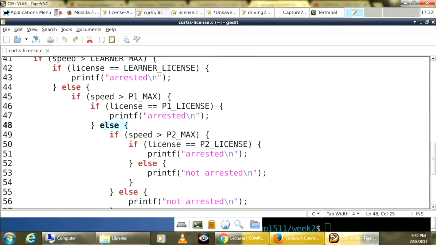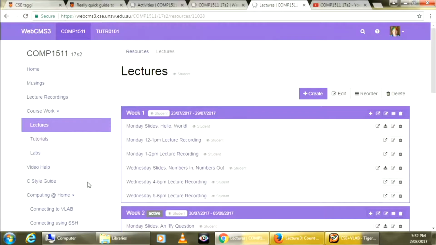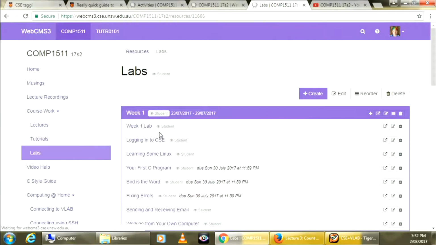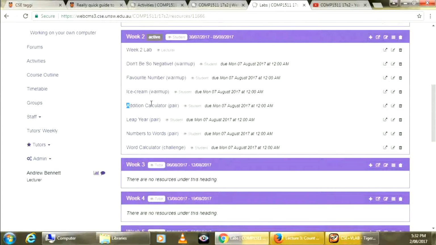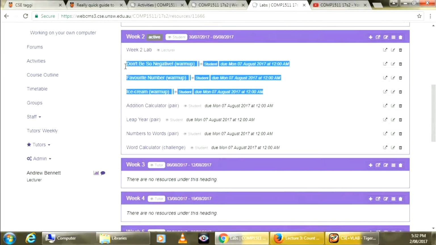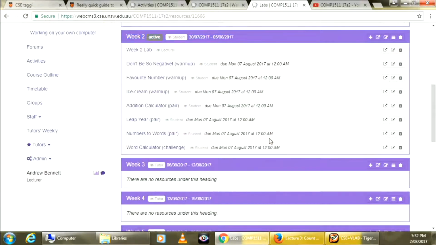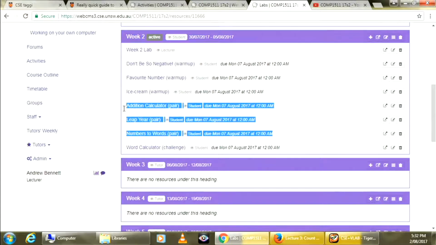First of all, in terms of the lab exercises, you'll notice there's the ones that are called pair, the ones that are called warm-up, and the ones that are called challenge. You have to do the ones that are called pair, and you have to do them with your lab partner. You can't do those by yourself. Those are the ones that you have to submit, and you get marks for.